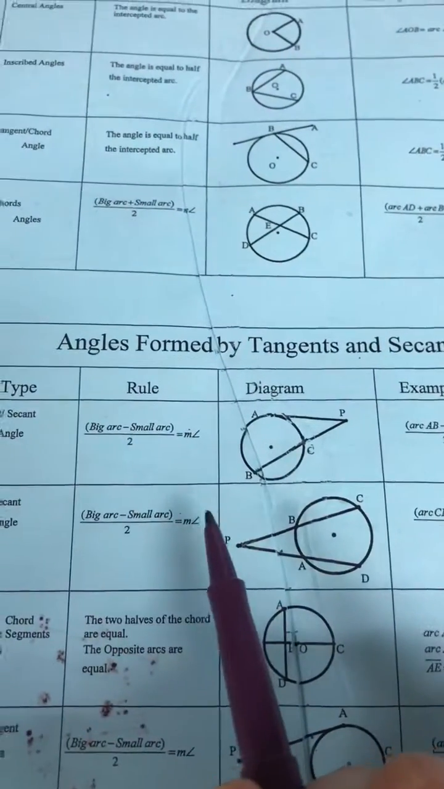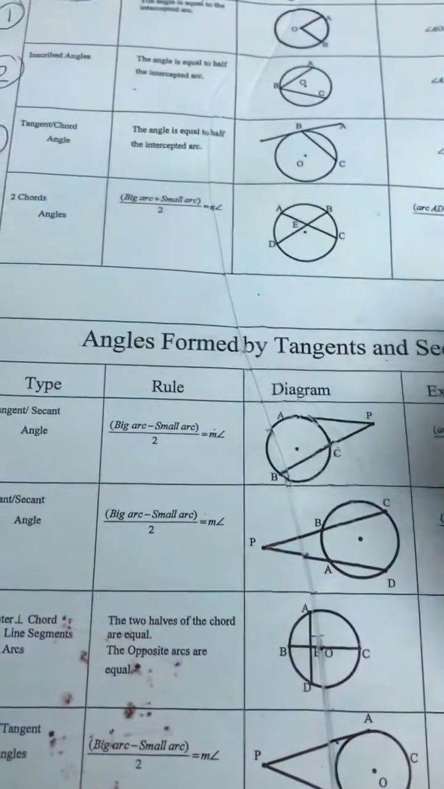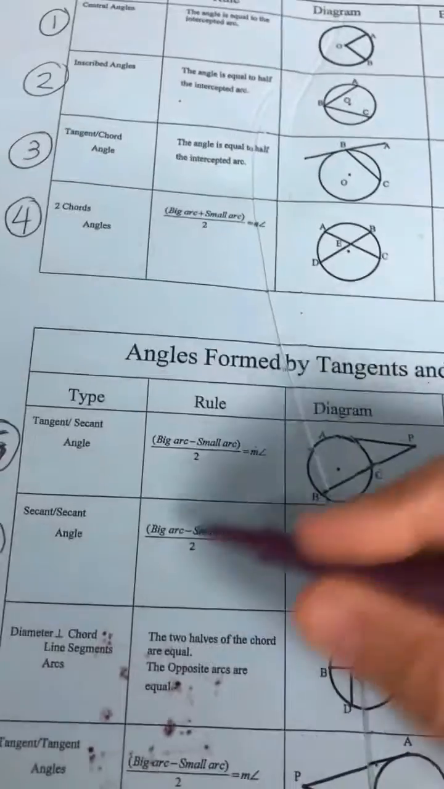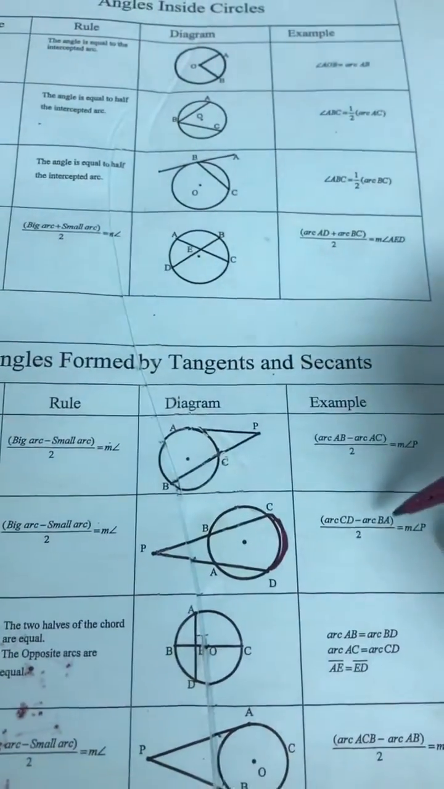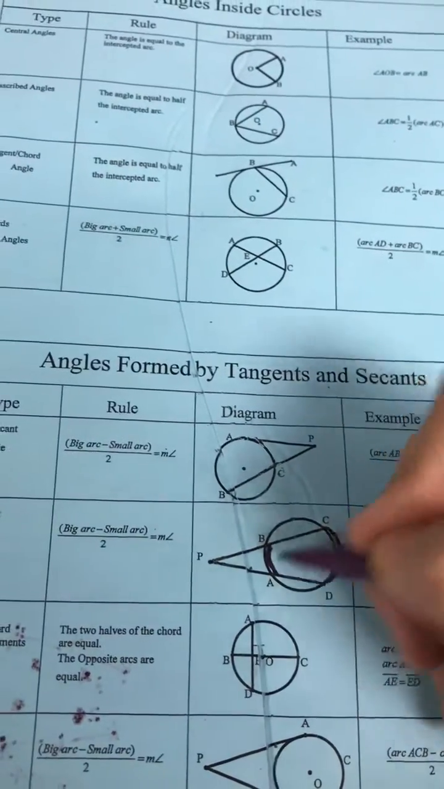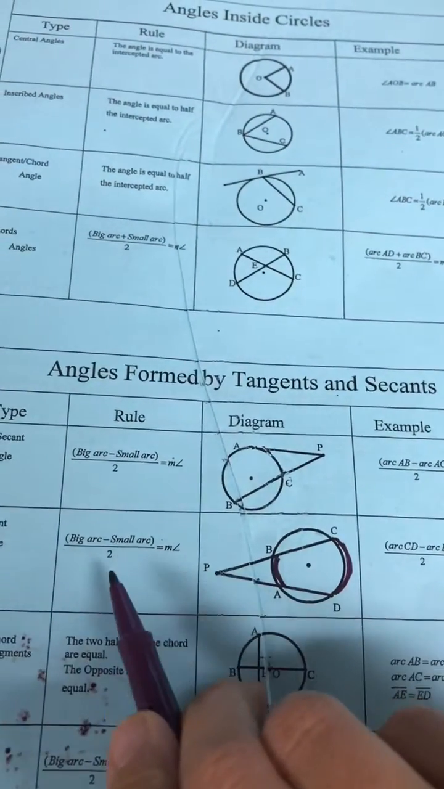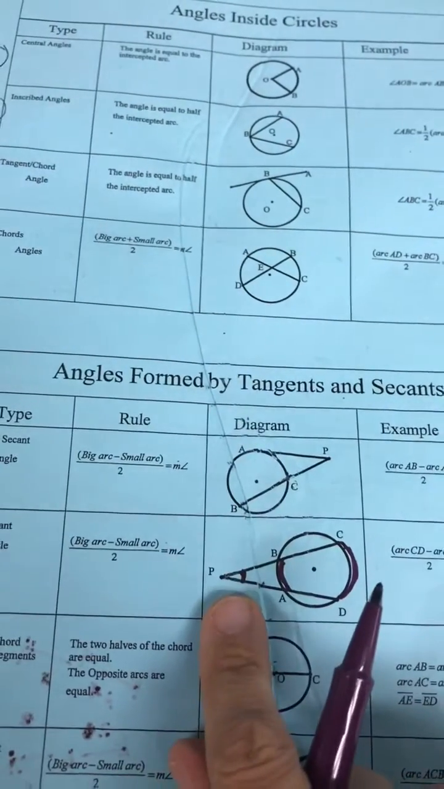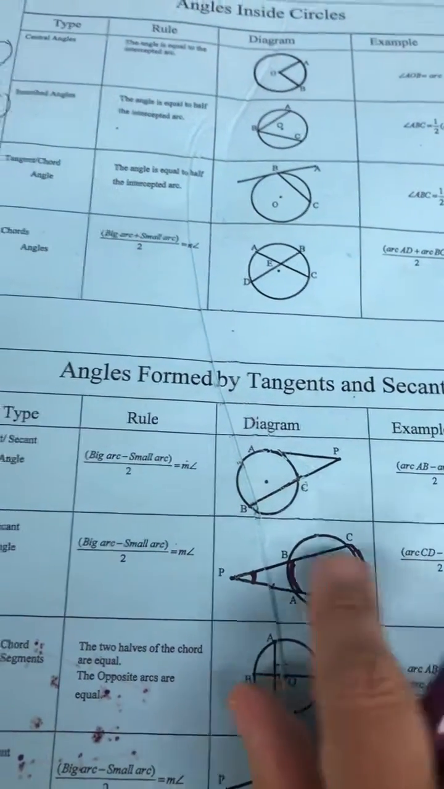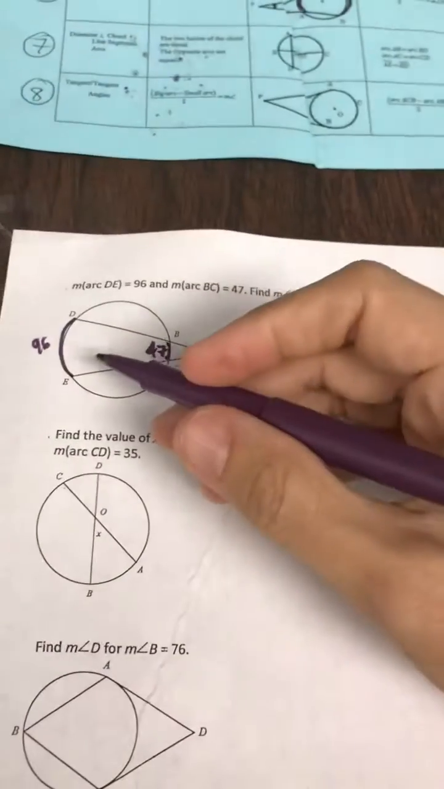And they give me this formula. They said that the big arc that's trapped by the angle, the big arc CD, minus the small arc BA, if I subtract them and cut them in half, that should equal my angle on the outside. Okay, so that is a neat pattern that they observed. We're going to use that same observation.